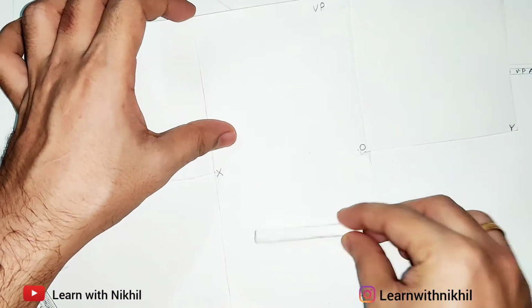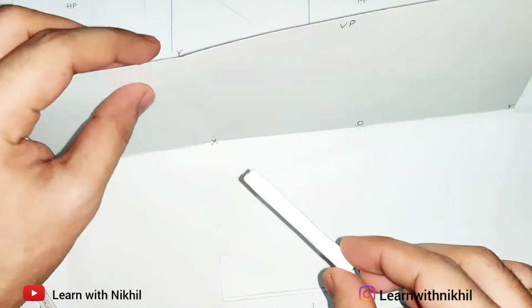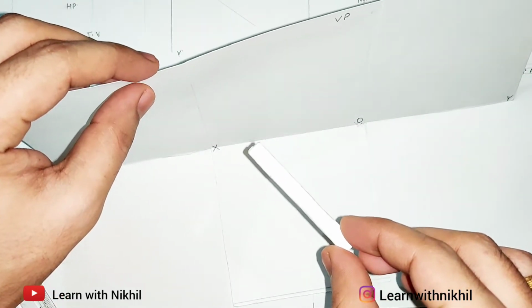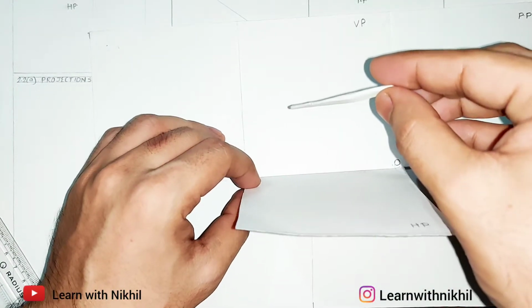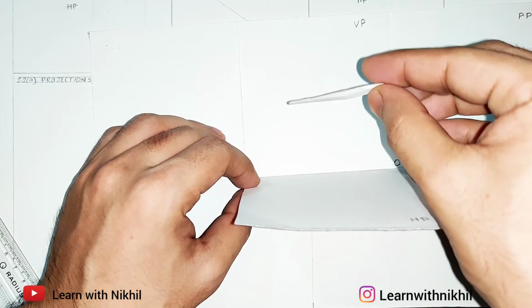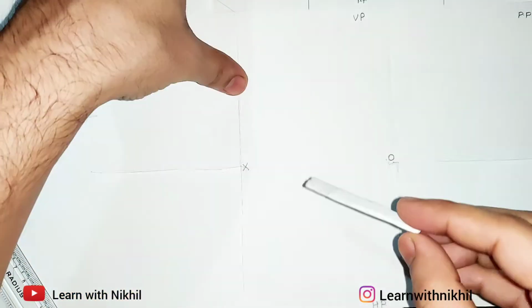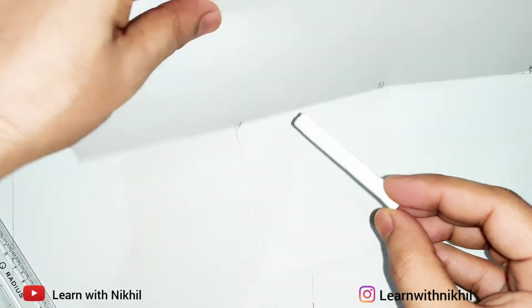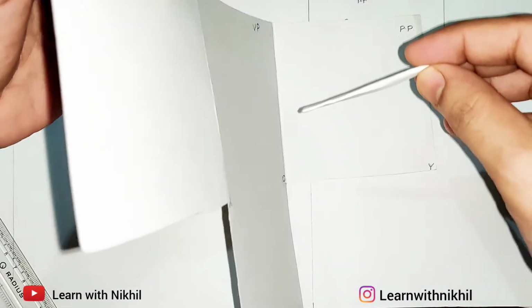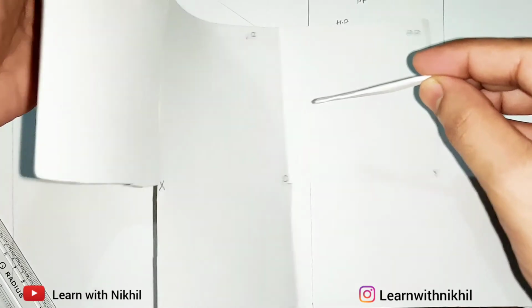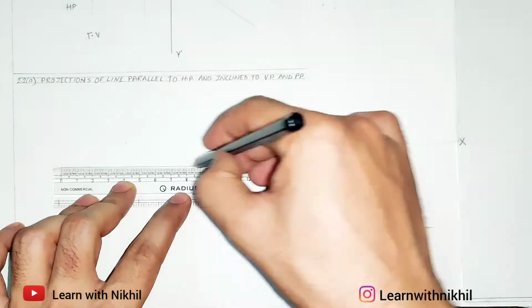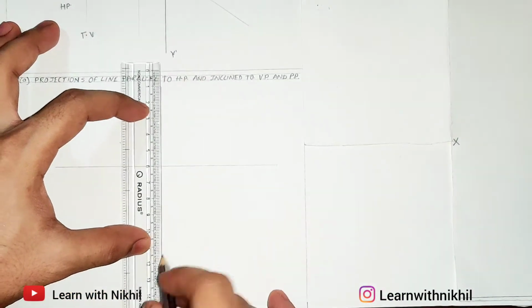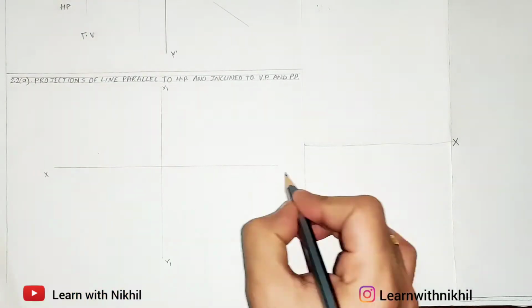It is parallel to horizontal plane. Parallel is like this. Then inclined to the vertical plane. So it is inclined at an angle. So from the front view or in the vertical plane, the line will look like this. From the top view or in the horizontal plane, it will look a slant. And in the profile or the side view, the line will look like this. So in two-dimensional, we'll draw the axis. This is X dash, Y dash, X and Y.